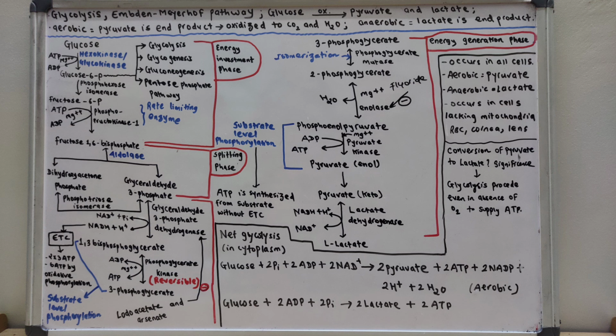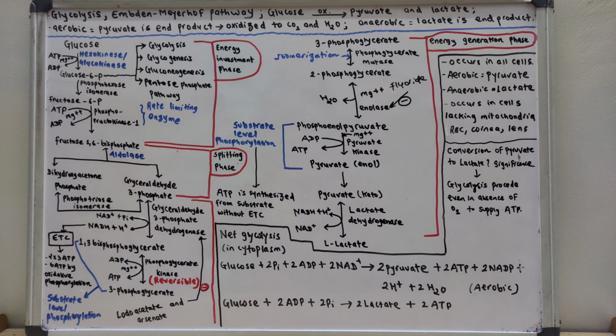Glycolysis under anaerobic condition may be summarized by the net reaction, that is glucose plus 2 ADP plus 2 phosphate ions, which gives 2 lactate plus 2 ATP. This anaerobic glycolysis net reaction you should know very well, because there is production of 2 lactate and 2 ATP under the anaerobic condition.